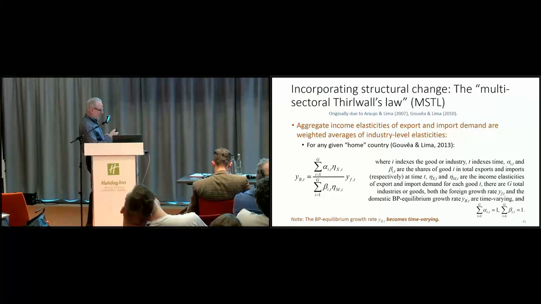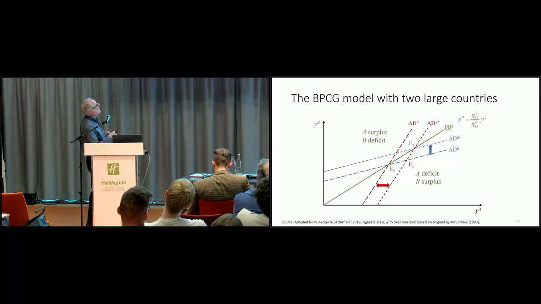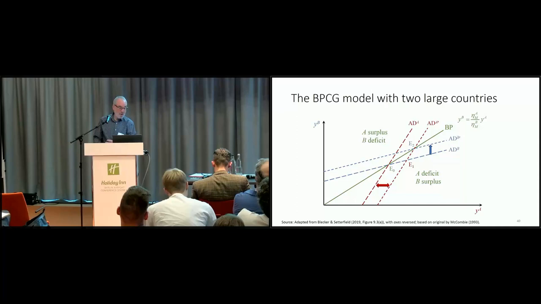Whereas, if the foreign country is willing to cooperate by pursuing a simultaneous and coordinated expansion, then the equilibrium could shift to point E2, which is back on the balance of payments constrained growth line, and then both countries' faster growth would be sustainable. So cooperation can exist in this model, but there's conflict potentially if one country doesn't want to reciprocate.